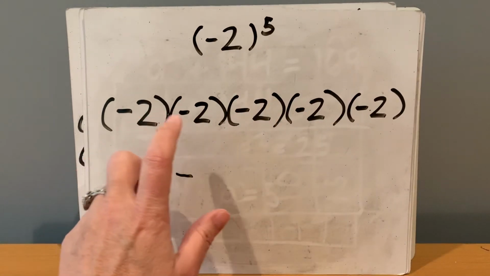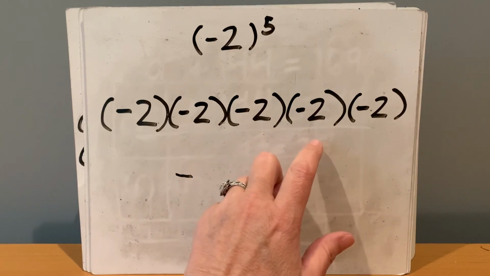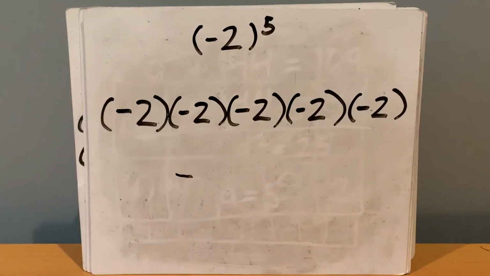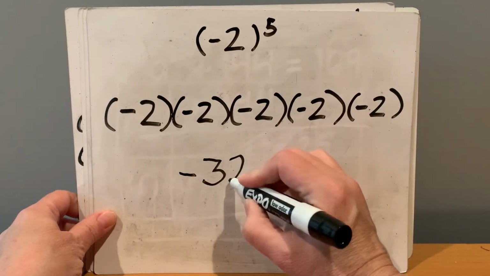And again, 2 times 2 is 4. 4 times 2 is 8. 8 times 2 is 16. 16 times 2 is 32. So we know the answer is going to be -32.